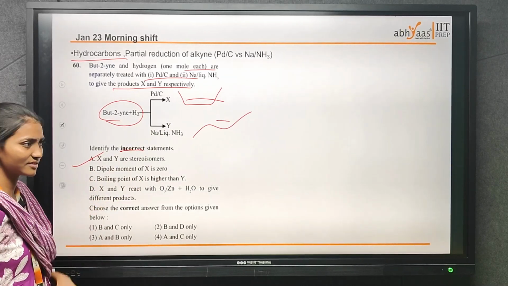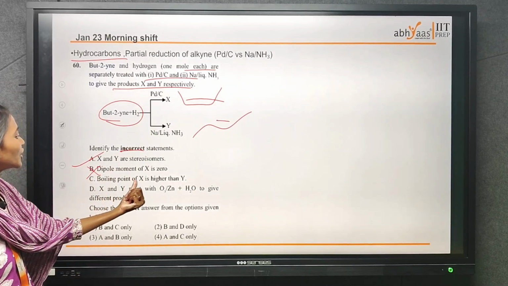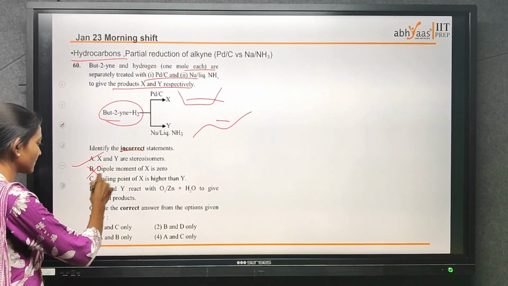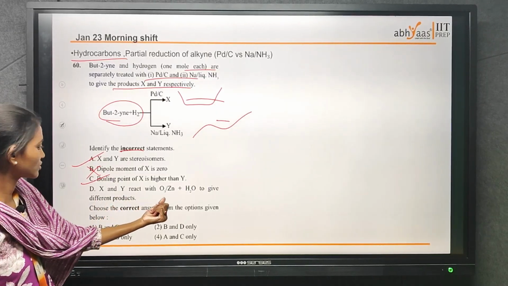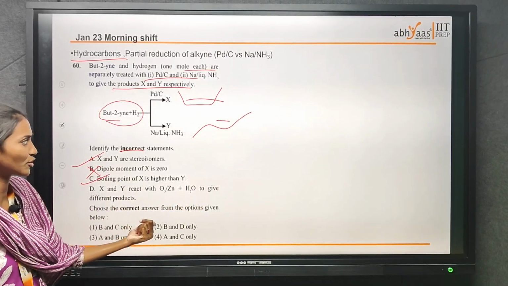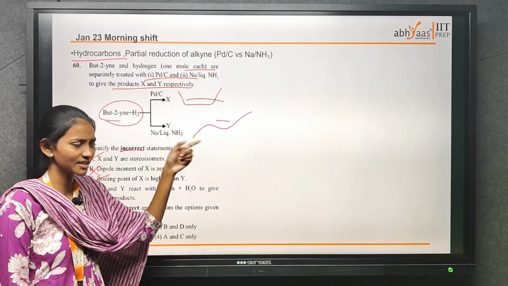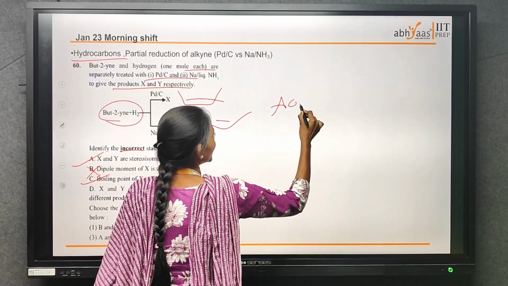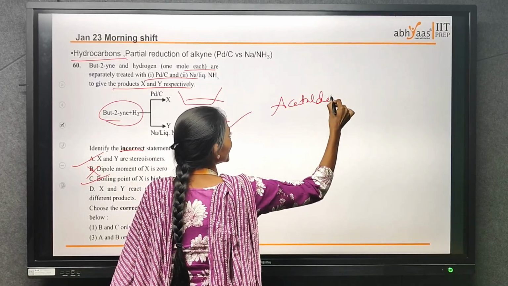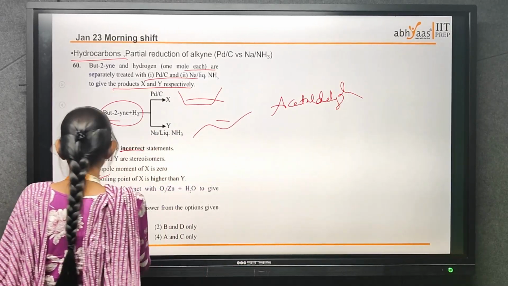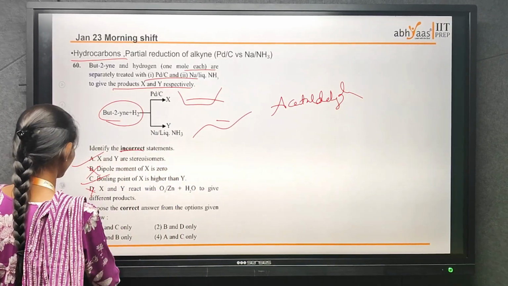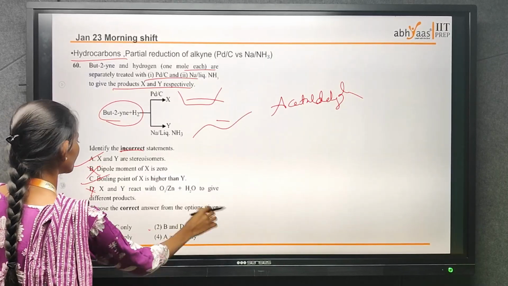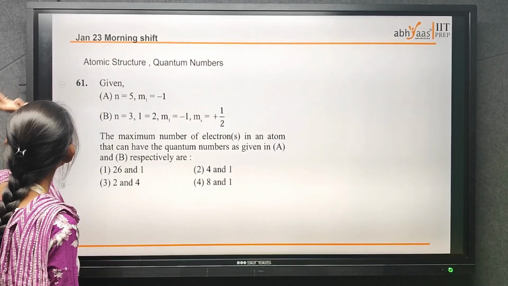And the dipole moment of X is 0. No. And the boiling point of X is higher than Y. Yes. And X and Y react with ozonolysis and hydrolysis to give different products. When you do this with these reagents, it will give the same product, acetaldehyde, not different products. So the incorrect statements will be B and D. So option 2 is your answer, right? Moving on to the next question.